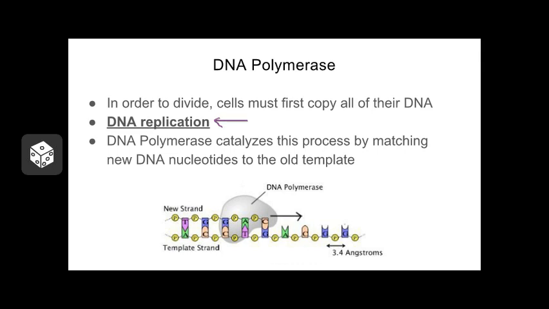Let's take a look at it. Here we can see that we have an old strand of DNA known as a template strand. And here's DNA polymerase, and what it's doing is it's adding new nucleotides onto the old strand. So it's matching a new strand to an old strand. Now, there are a number of enzymes that actually participate in this process. It's not just DNA polymerase, and we'll definitely take a look at that in a later chapter. But for now, you can just know that DNA polymerase helps copy DNA.